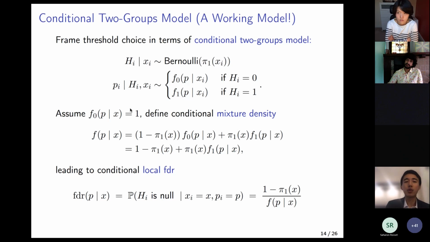So here, to further simplify, we assume that the null density is just uniform. And then we can define the mixture density, which is just a mixture of f null and f1. And then we can recall the definition of local FDR, which is the probability that Hi is null given both the covariate value and the p-value. So what you can see here is that it is basically 1 minus the proportion of null divided by the marginal density. So again, if the Bayesian model is correct, then we can define local FDR. But in general, in the frequentist sense, this local FDR is not easy to define. But here, we just rely on this concept in the working model.